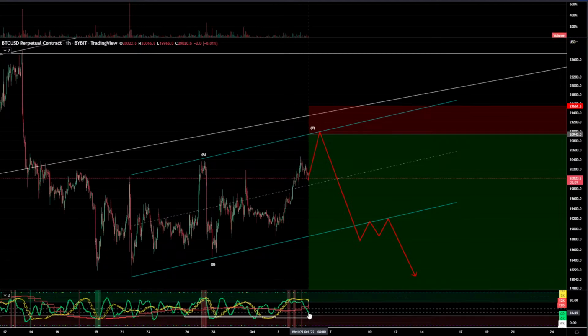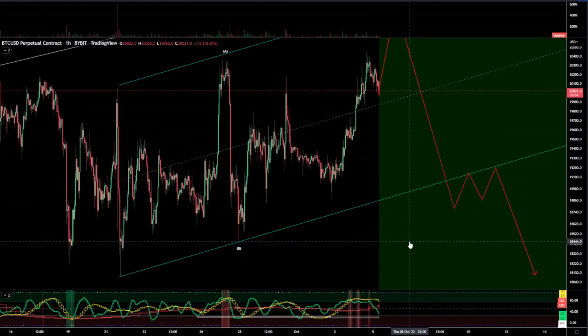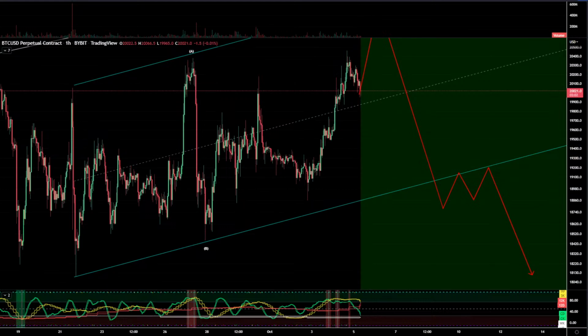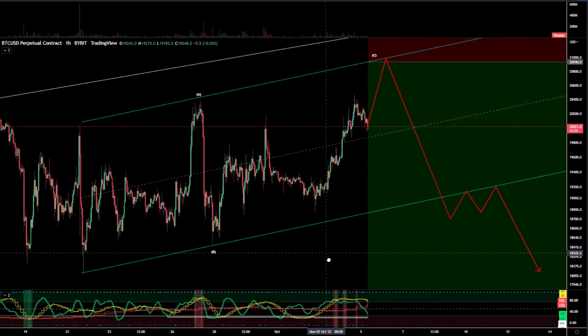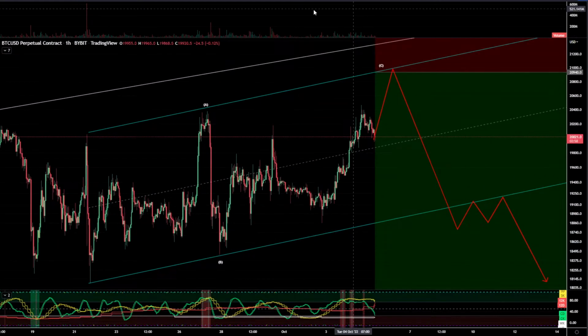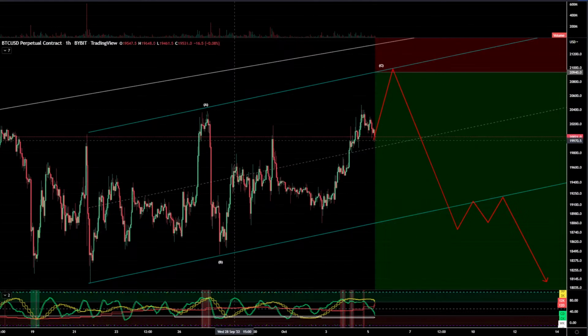Looking at the wave structure, the 12-hour is still moving up. The hourly is almost oversold. It does look like it's very possible we are going to see a little bit of a rebound here before we move down any lower. So again, just being cautious and careful here.